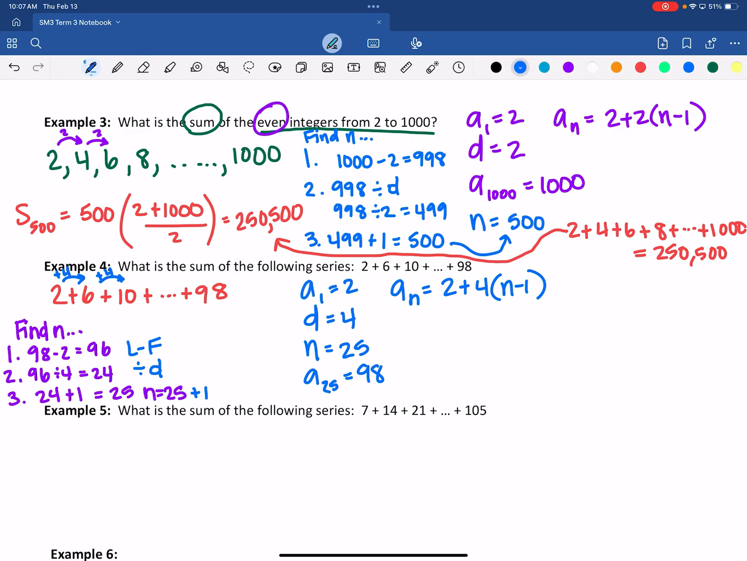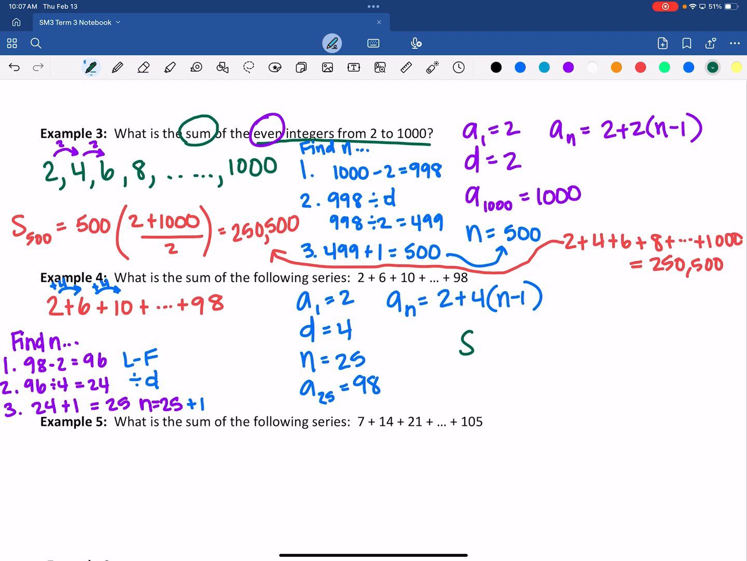Okay, so now let's do a summation. The sum of those 25 terms is 25 times (2 plus 98) divided by 2.